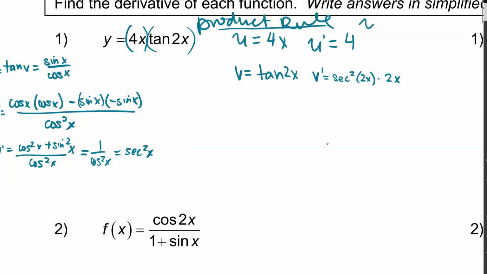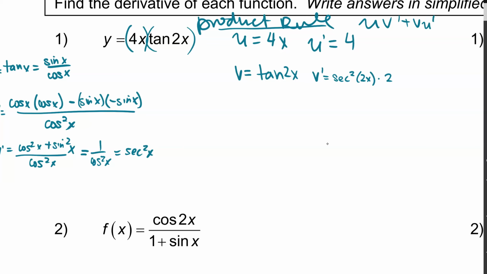Product rule: u v prime plus v u prime. Why would v prime equal that times 2x? Wouldn't it be 2? Yeah, sorry. It's just 2.